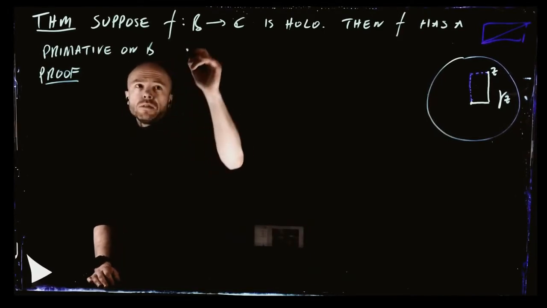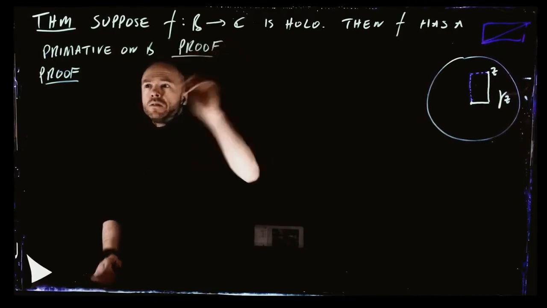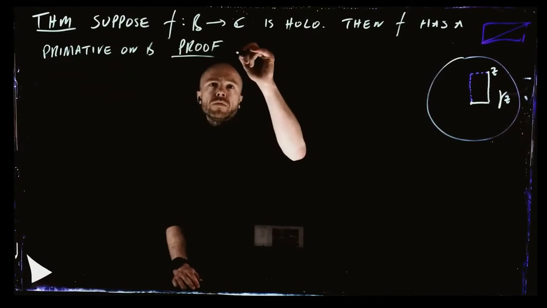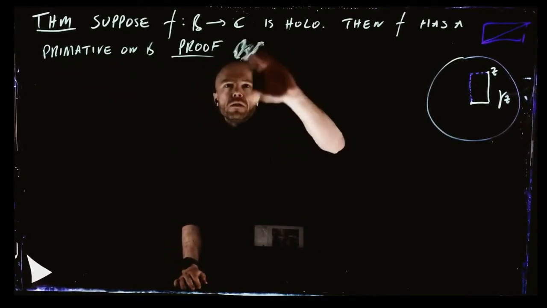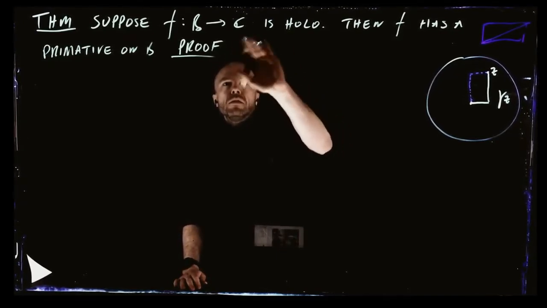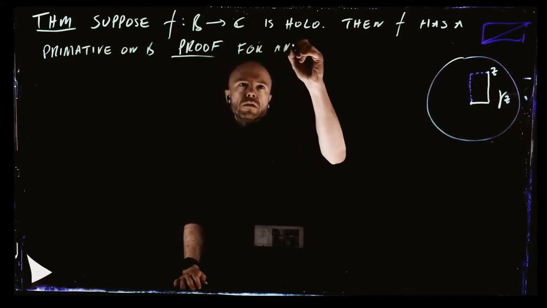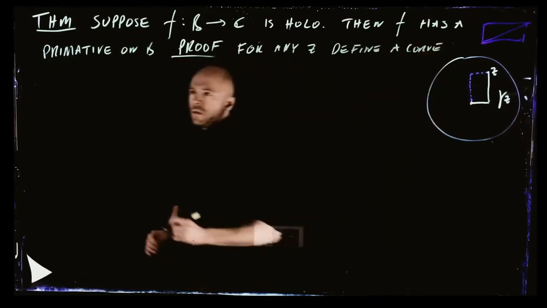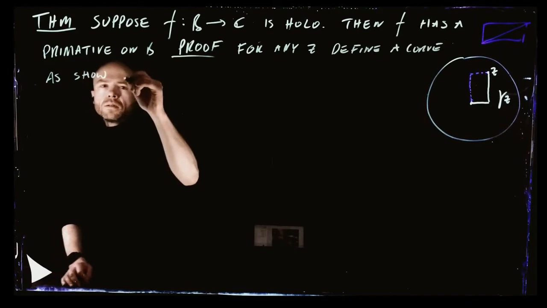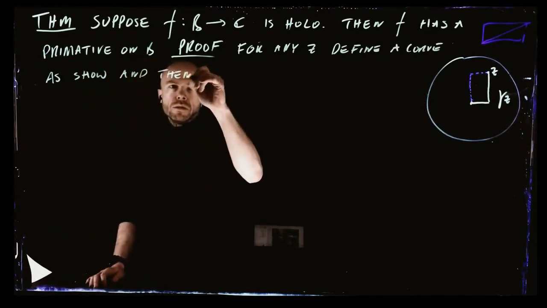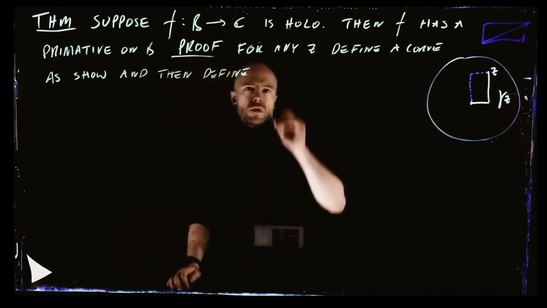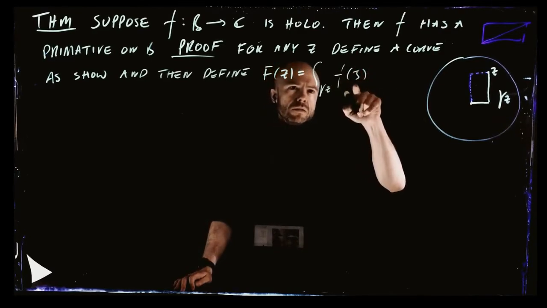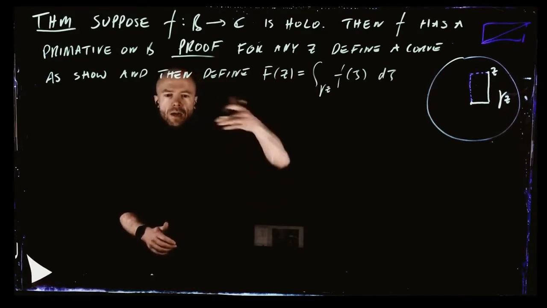I have a proof over here. Let's put proof here. Define, for any z, a curve as shown, and then define capital F of z to be the integral over the curve like this. And let's call this zeta.